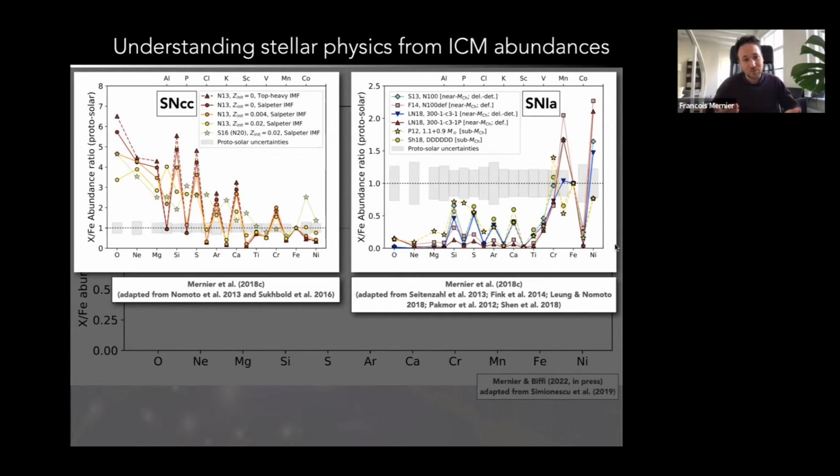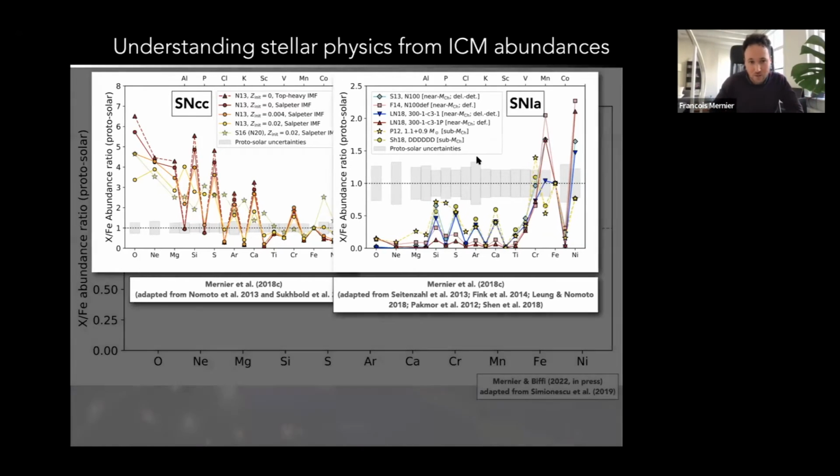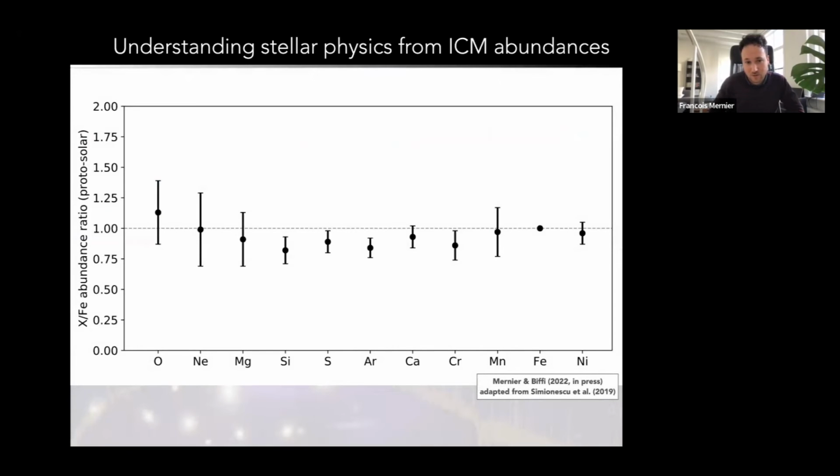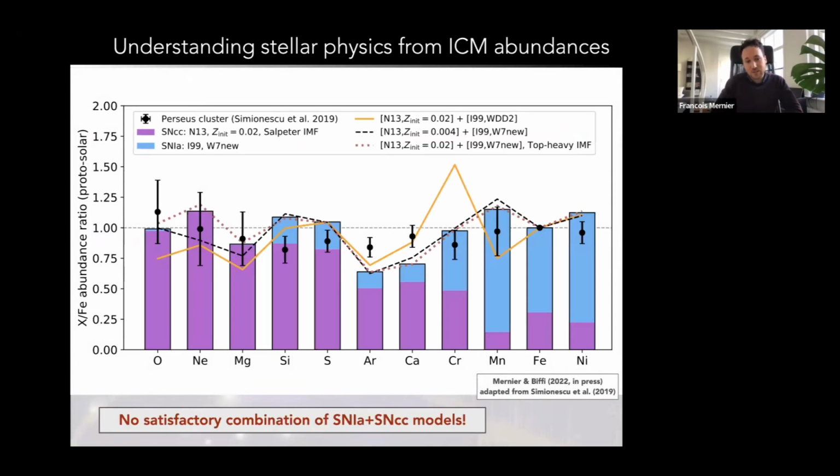So what you can do is take your best measurements in the intra-cluster medium and try different combinations of core collapse plus type 1a models, and then try to see from a basic fit which one constrains the observations the best, and then you can hope to constrain the physics of these stellar systems. If I do that here, this is typically what we can get.